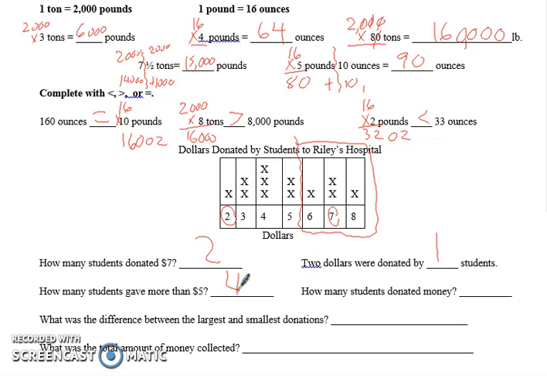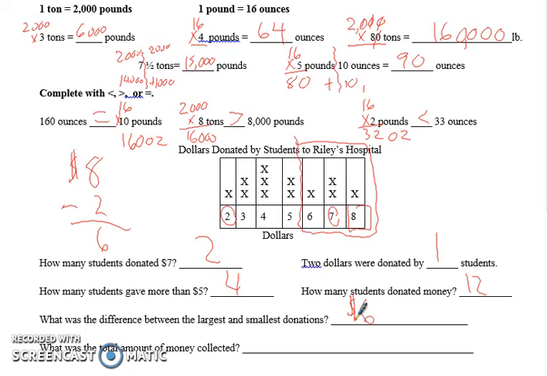How many students donated money? That just means I'm going to count all the X's. 1, 2, 3, 4, 5, 6, 7, 8, 9, 10, 11, 12. What was the difference between the largest and smallest? People hate this question. Difference is the answer I get when I subtract. So just go find the largest donation. That's $8. So that means it's going to go on top. I'm subtracting. And my smallest donation was 2. So I've got $8 minus $2 equals 6. It's really not that bad.